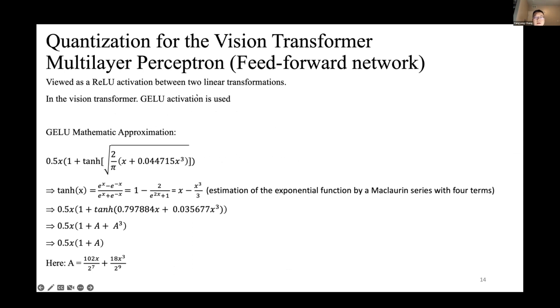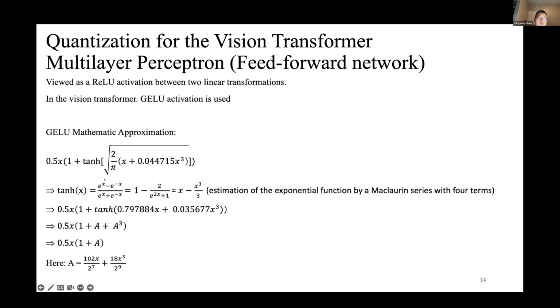And then, let's talk about the final operator. It's called multi-layer perceptron. It's a feed-forward network, and it is also in the vision transformer. For the rectified linear unit activation function, it's very straightforward: just take the maximum and the clipping between the two parameters. But in the vision transformer and also the newer architectures, they use the Gaussian linear activation function. And for here, as you can see, first we need to do the mathematical approximation, and we get this hyperbolic tangent function.